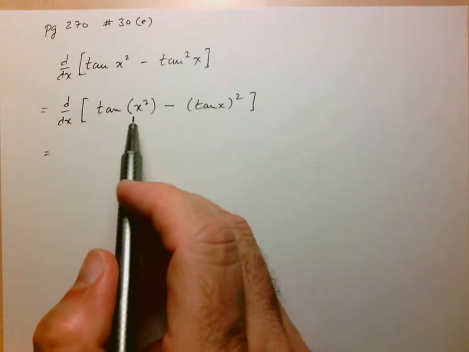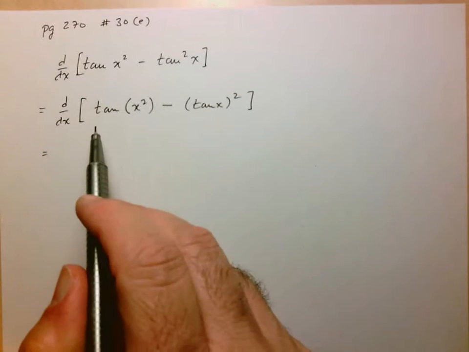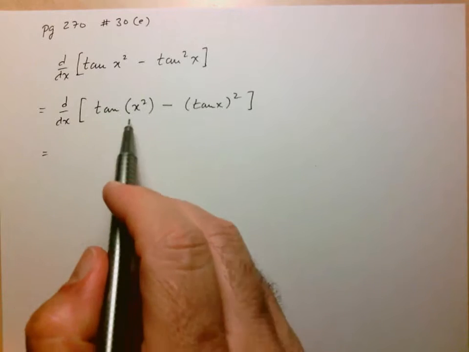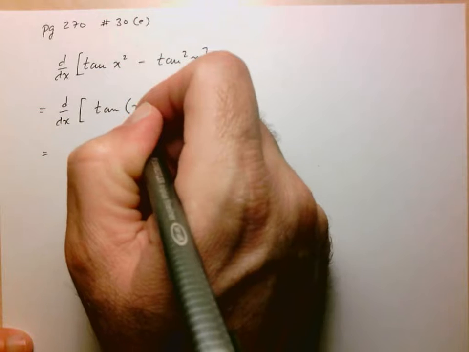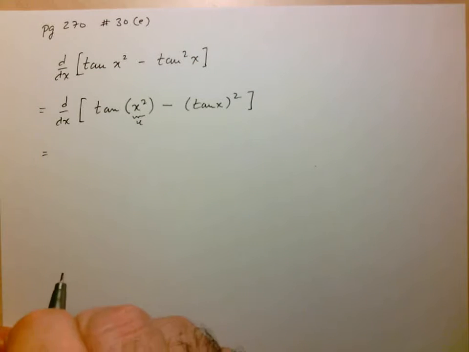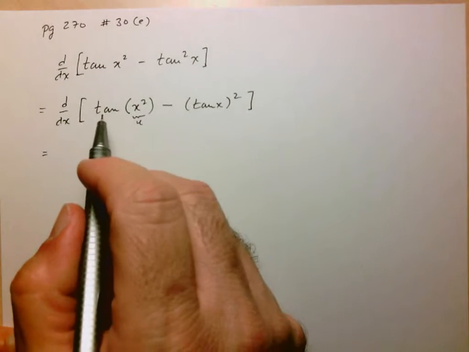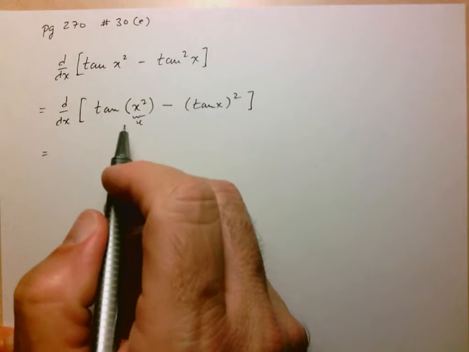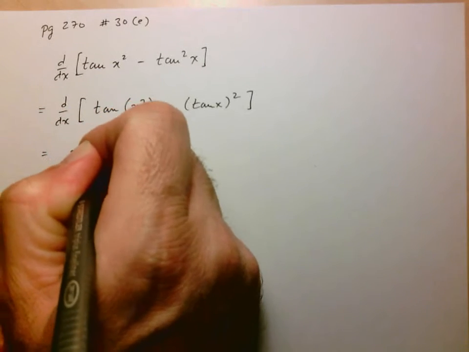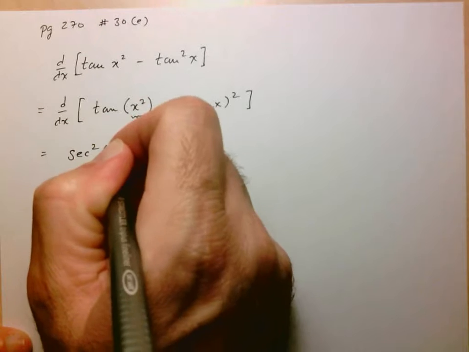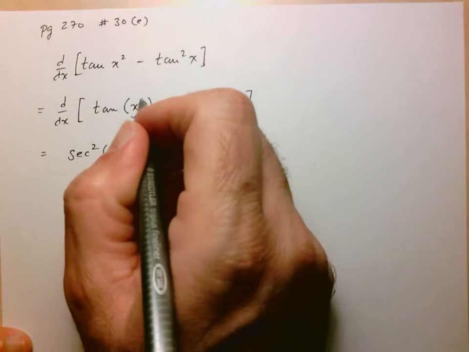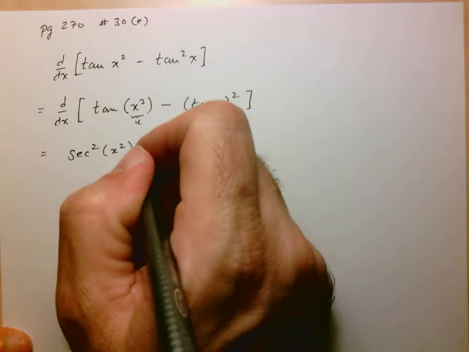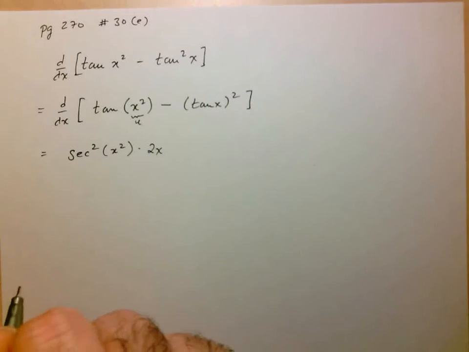So this is obviously just a subtraction, so I can use the subtraction rule. So first I find the derivative of this thing here. Okay, so what we call our u is going to be our x squared. So the first thing we have to do is take the derivative of tan u with respect to u, and that'll be secant squared u, which of course u is just x squared. So secant squared of x squared. And now we have to take the derivative of this u with respect to x, so that's just 2x.